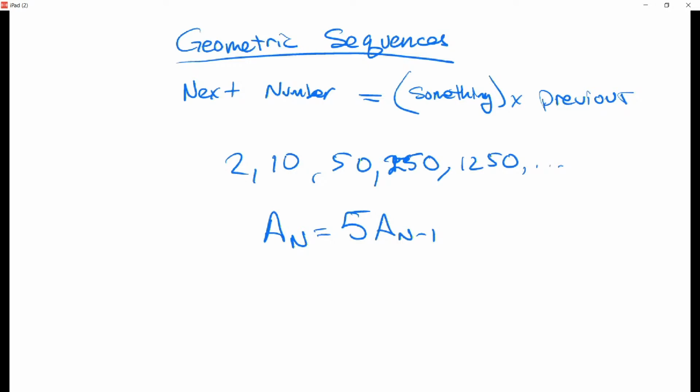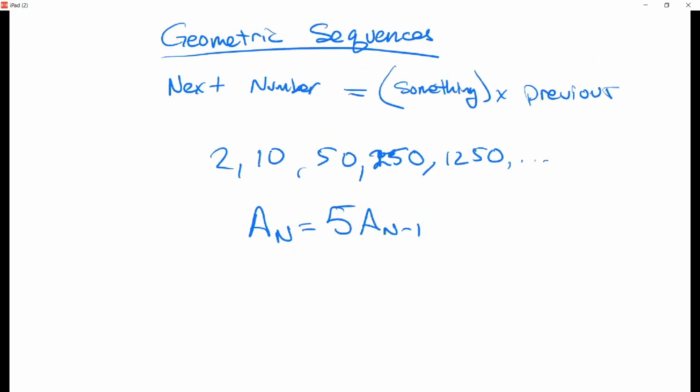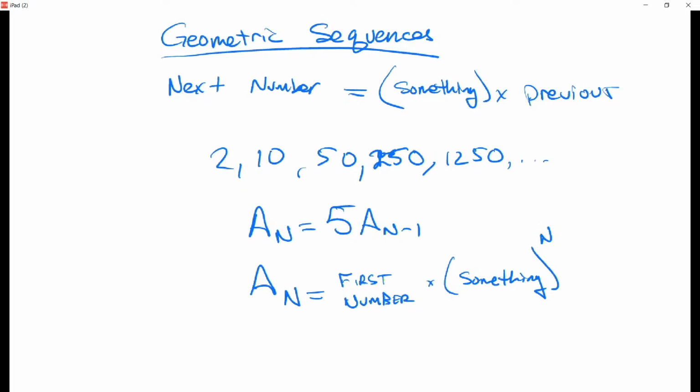Next number, previous number, times 5. Whenever you have a geometric sequence, there's an easy formula. So this is where I failed. The easy formula is this: a sub n is always going to equal the first number times the something to the n power. Let me demonstrate, just so that you can see this in action.